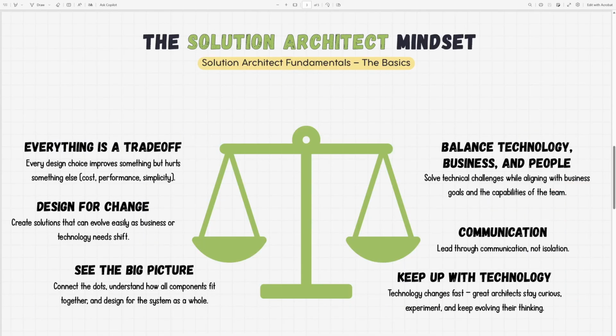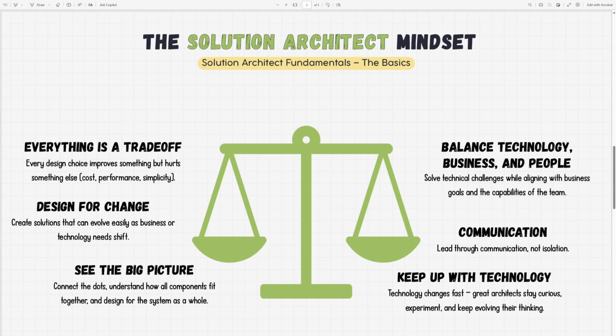Now, let's talk about how architects think, because mindset is everything. First, we need to understand something, and that's everything is a trade-off. Every design choice improves something but impacts something else, whether it's cost, performance, or simplicity. Architects balance technology, business, and people, solving technical problems while aligning with business goals and team capabilities. They design for change, not for perfection. Systems evolve, and good architecture allows change without chaos.